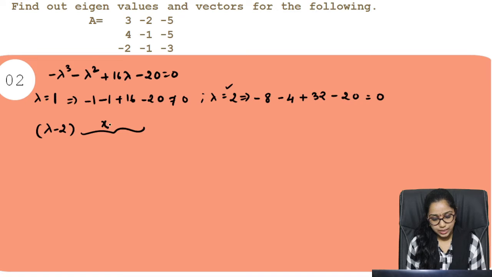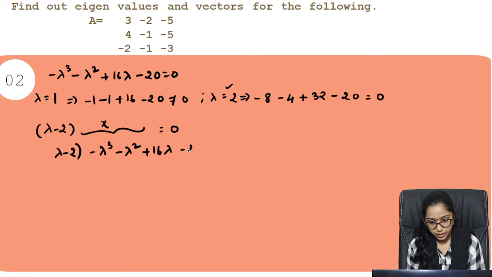Let us consider x. We have to find this particular x and equate it to 0 in order to find the eigenvalues. By the factorization method, we will find out how. So lambda minus 2 into minus lambda cube minus lambda square plus 16 lambda minus 20. We will be equating this and dividing it through the factorization method.